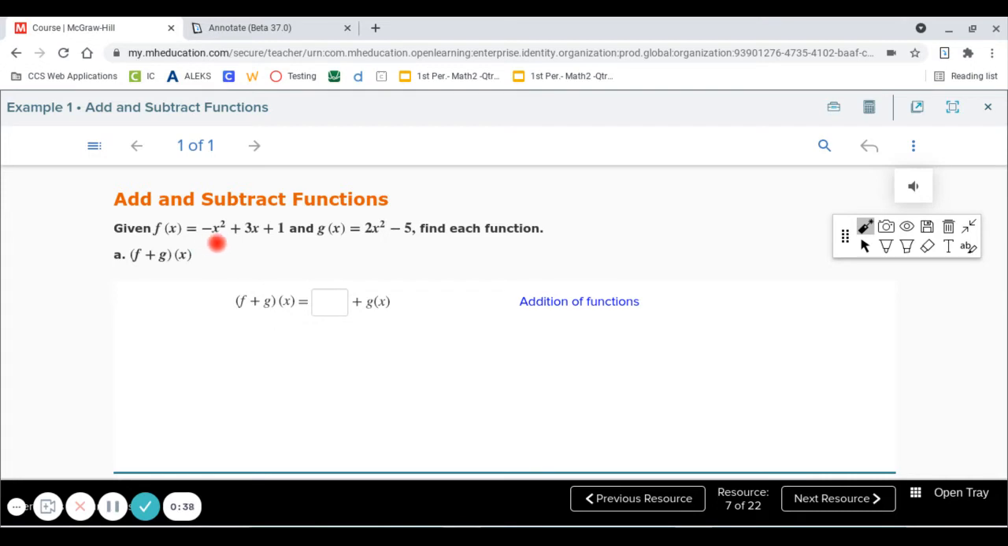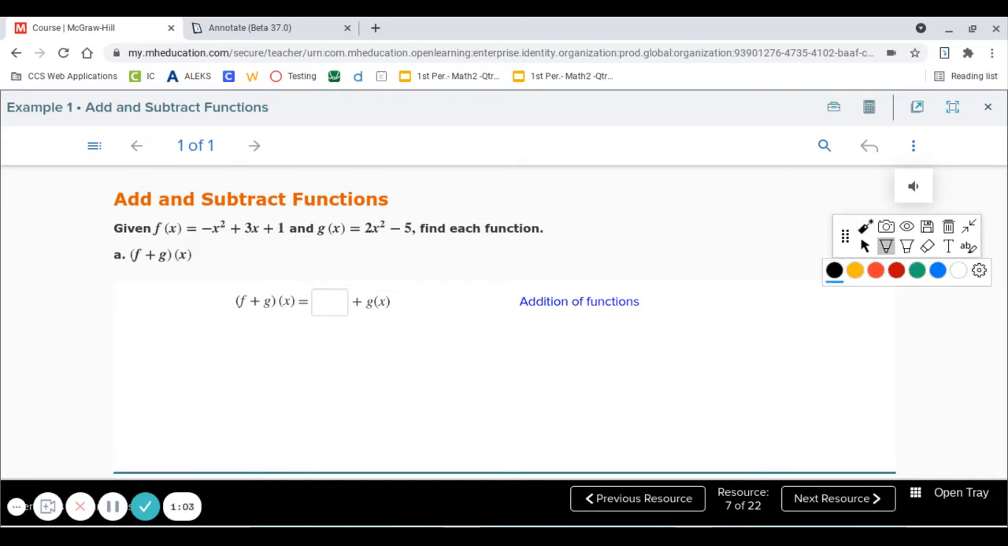So here we see it says given f of x equals negative x squared plus 3x plus 1 and g of x equals 2x squared minus 5. Find each function. So for A, they want us to do f plus g of x. So basically we are going to add function f to function g. And all we're going to end up doing is adding like terms.